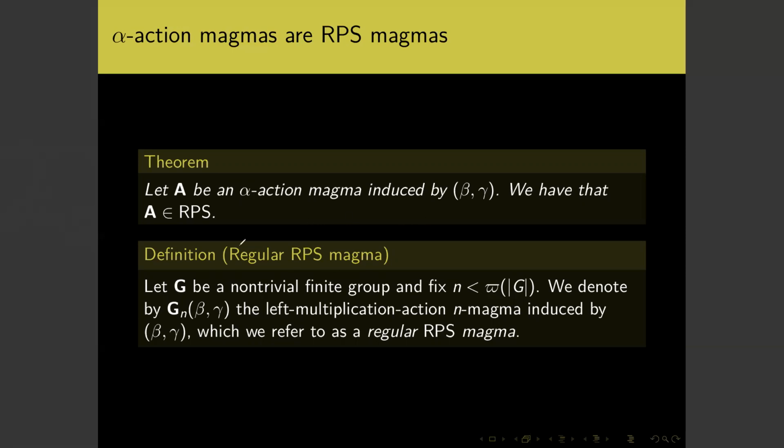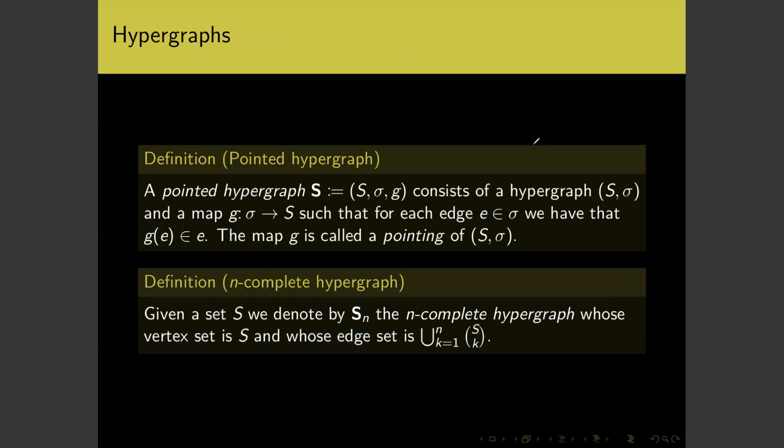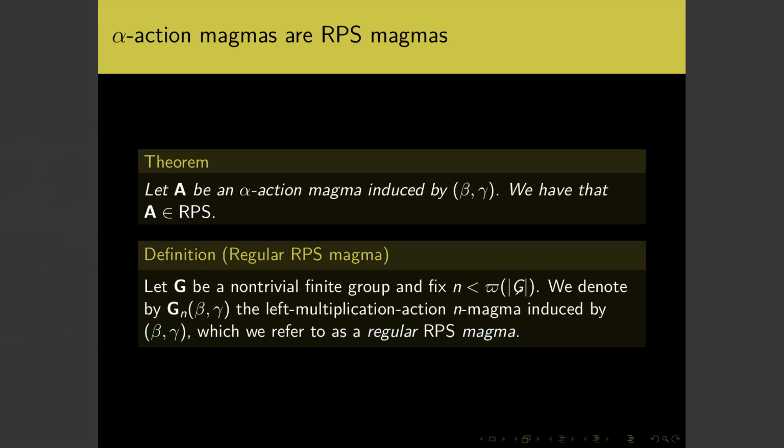All right. So in any case, I'm going to define a regular RPS magma as a magma I obtain by using the left multiplication action of a group on itself in order to produce a rock, paper, scissors magma in this way. And of course, I need to satisfy this numerical constraint, which is that my arity should be smaller than the least prime dividing the order of my group, which is also then the order of my universe for the magma that I'm constructing. It turns out that this is possible to do in general, and so there are actually regular rock, paper, scissors magmas of any possible arity and order subject to this constraint.